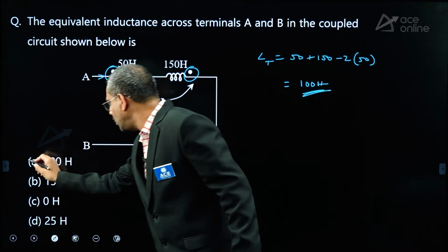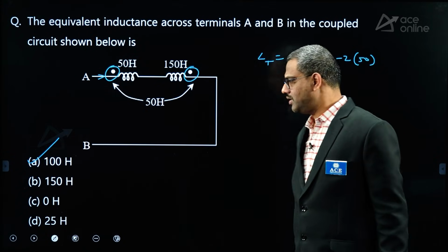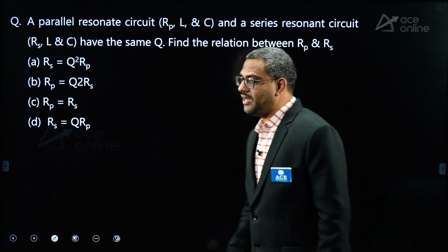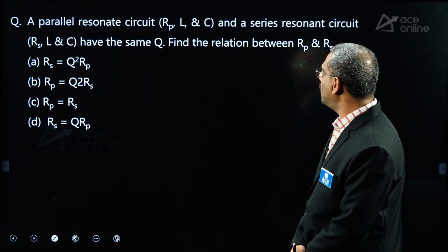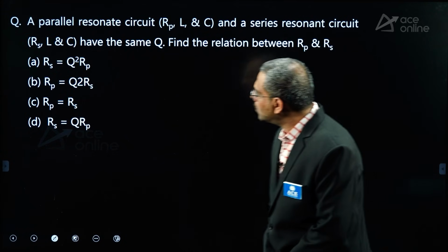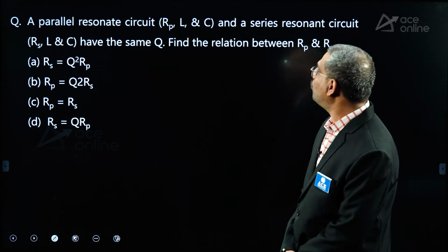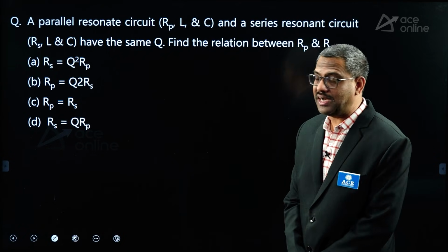Answer is 100 Henry, option A, 100 Henry. Okay. Then now these are very interesting. A parallel resonance circuit RP, L and C and a series resonance circuit RS, L and C have the same quality factor. Then what is the relation between RP and RS?